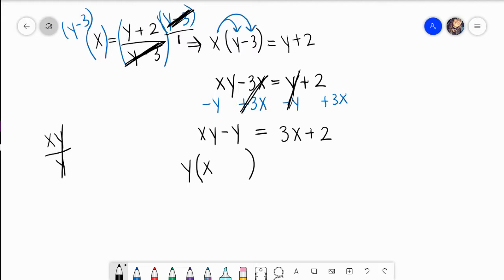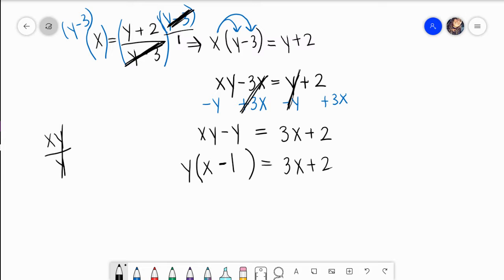And then if we do y divided by y, anything divided by itself is just 1. Their signs are different, so my quotient is different. The answer I get there is going to be a negative. And then we have our equal sign, and then we have our 3x plus 2. Okay, I'm literally almost done.